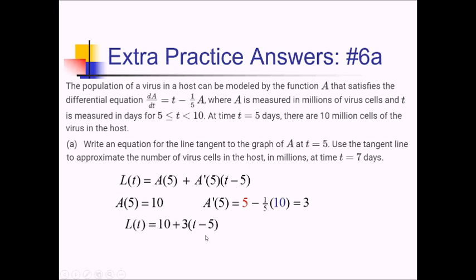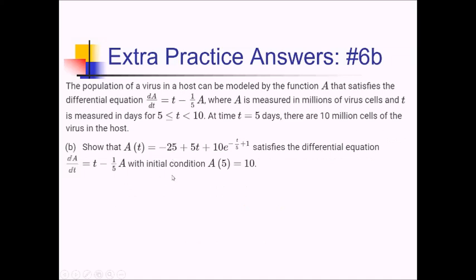And to actually figure out the number of viruses at time 7, I can say A of 7 is approximately equal to 10 plus 3 times 7 minus 5. And let's see, if you actually want to simplify this, this is going to be 3 times 2, which is 6, plus 10 is 16. So that's going to be 16 million virus cells.